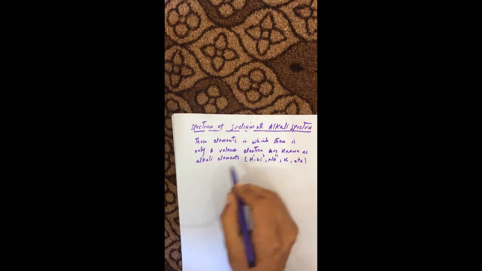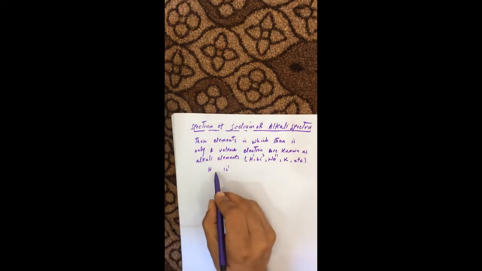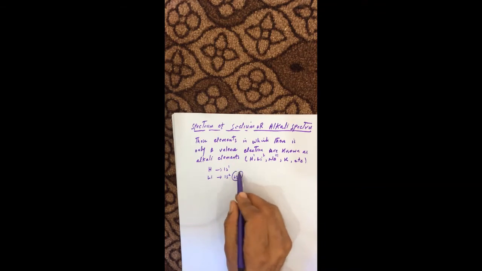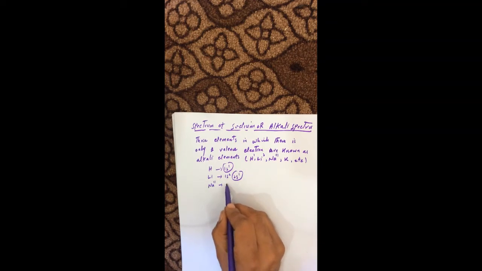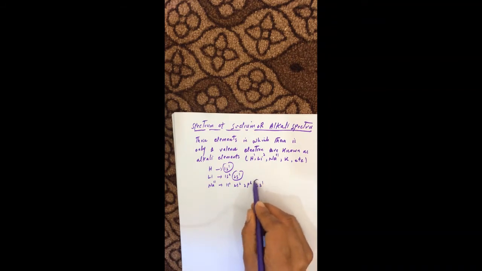For example, for hydrogen the electronic configuration is 1s1, so there is only one electron in the valence shell. For lithium we have 1s2, 2s1, so there is only one electron. For sodium we have atomic number 11, so 1s2, 2s2, 2p6 and 3s1, so there is only one electron in the valence shell. So these elements are called the alkali elements. Here we will discuss the spectra of sodium only.